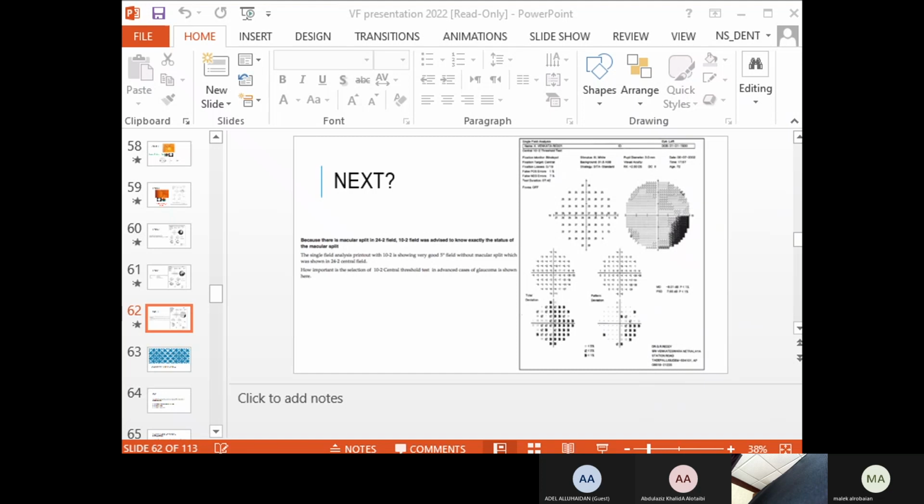So, is this glaucomatous change? Yeah, this is glaucoma. Okay. How about this one?